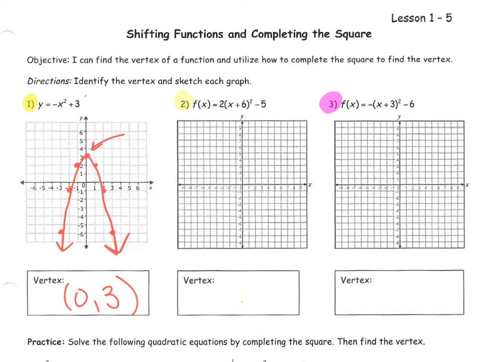Okay, let's take a look at question 2. So I noticed there's that 2 on the outside, which tells me this is a vertical stretch. And with vertical stretches, these get narrower, okay? So if I were to compare this to the parent function, ready? I'm just graphing the parent function right now. This is up 1 over 1, up 3 over 1, up 3 over 1, and then up 1, 2, 3, 4, 5 over 1.